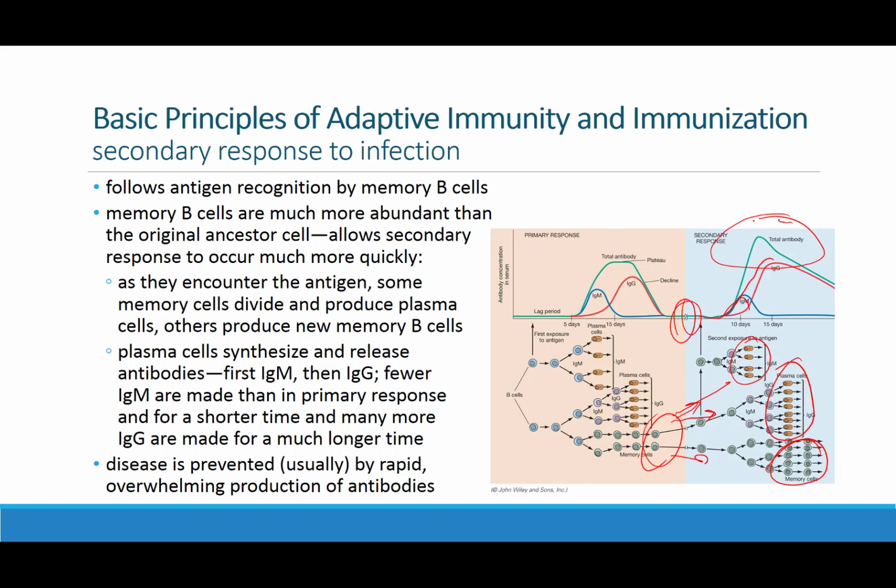And also take a look at the time scale, where it took up to 15 days or so to hit maximum antibody production, and maximum IgG production was out here at like 20 days. Notice we get to maximum antibody production much sooner. And that rapid response and the very large response is just overwhelming. Because of that, we generally prevent the disease because of that rapid, overwhelming production of antibodies. Okay, there you have it: the classes of immunoglobulins and the primary and secondary response.